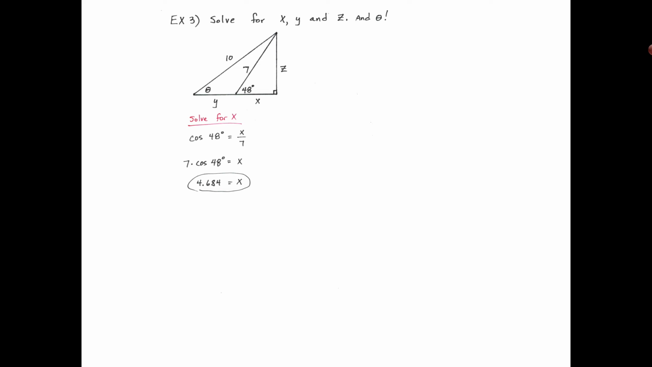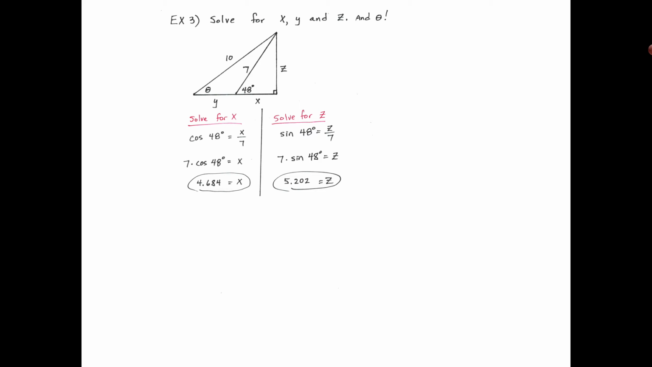So let's see. First we're going to solve for x. So use just this little right triangle right here. Ignore the 10, the theta, and the y. Just look at this little triangle right here. And if you do cosine of 48, that would be x over 7. Again, like the last one, multiply both sides by 7. Use a calculator. We've got x.